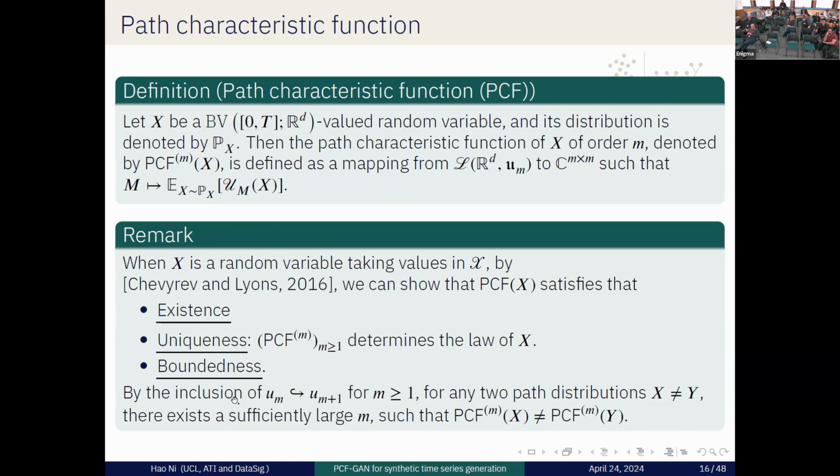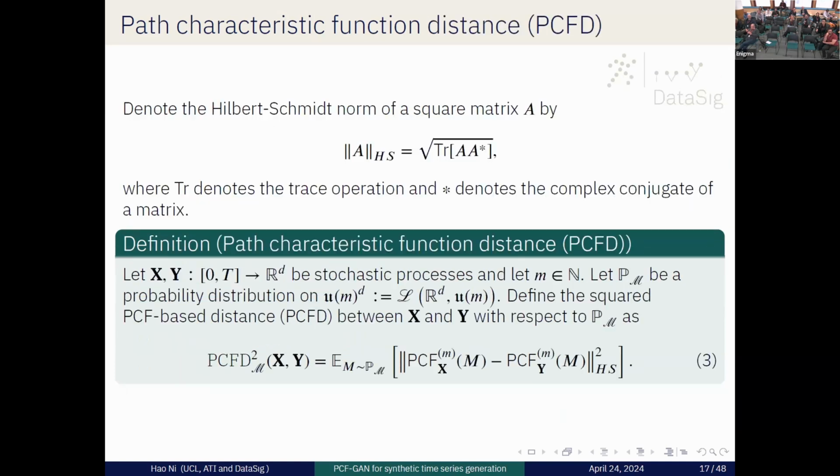Moreover, because of the inclusion of the unitary matrices, we can show that if we have two different path distributions X and Y, then we can find a sufficiently large M such that the PCF of X of order M is not the same as that of Y. We don't need to consider the PCF of all orders from 1 to M, only the order M. And to use the PCF to design a score to quantify the distance between two path distributions, we need a norm on the metric space. So here we use a different norm.